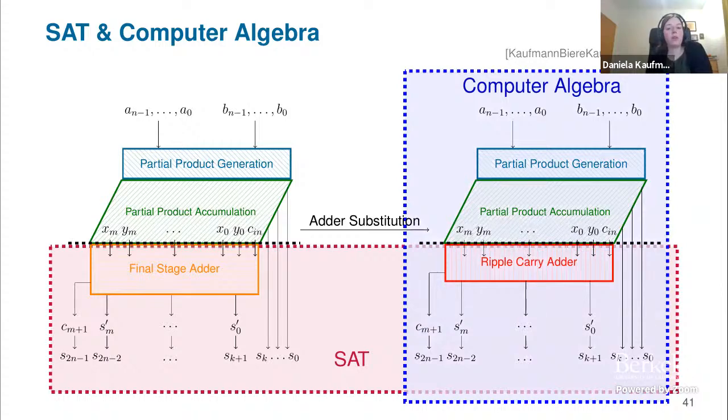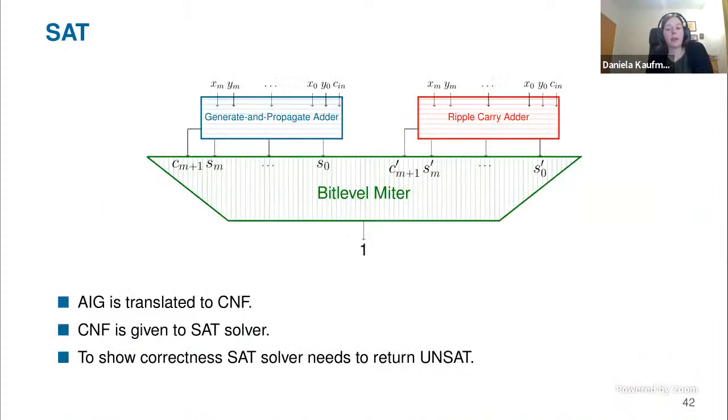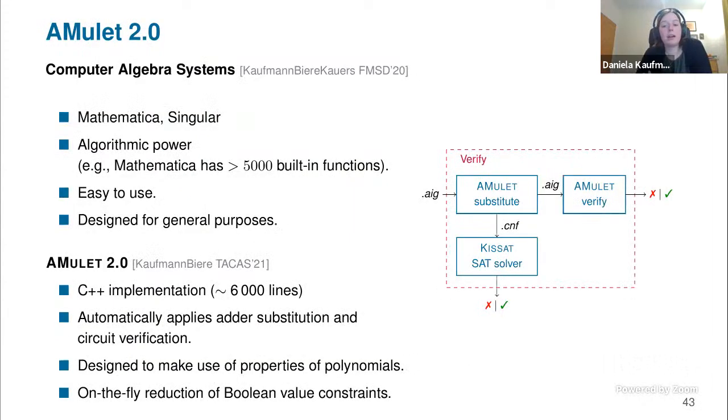So yeah, for checking the equivalence of the adders, we take both adders, then generate a bit level multiplier, so translate the whole AIG into the CNF. The CNF is given to the SAT solver, and to show the correctness, the SAT solver then needs to return UNSAT for us. And as I said, for the rewritten multiplier, we use the computer algebra approach.